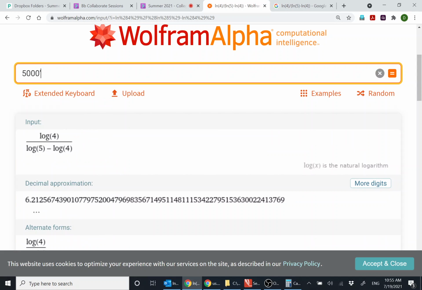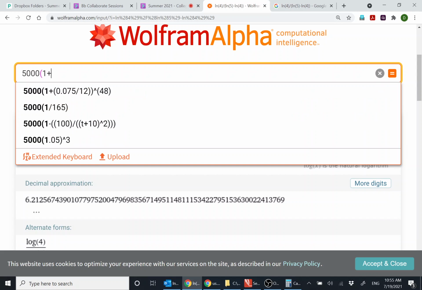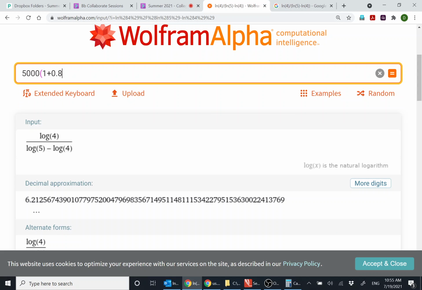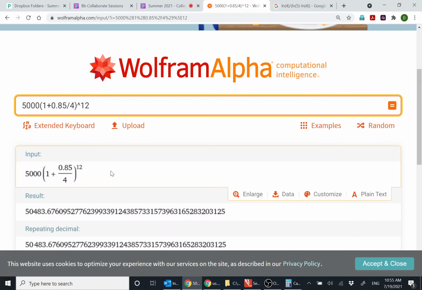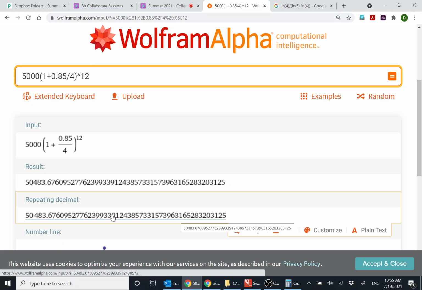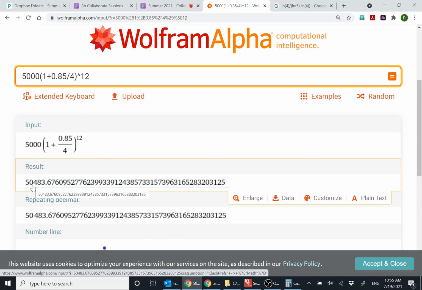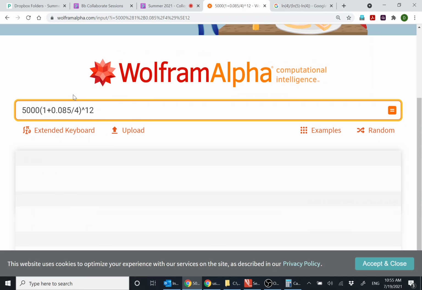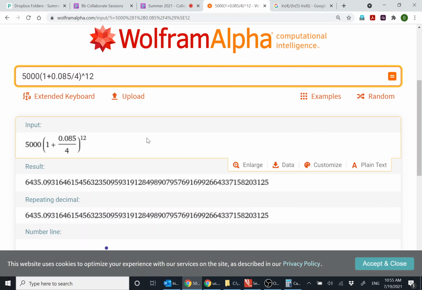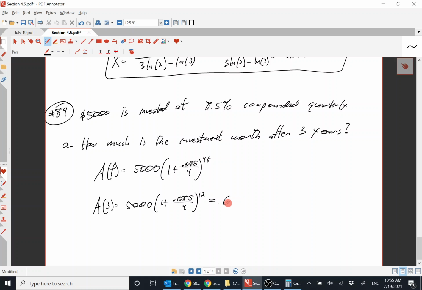So 5,000 times 1 plus 0.085 divided by 4, to the 12. Oh, 0.085. Something was off. So $6,435.09. And of course, with these types of things, you can always round off to the nearest penny.